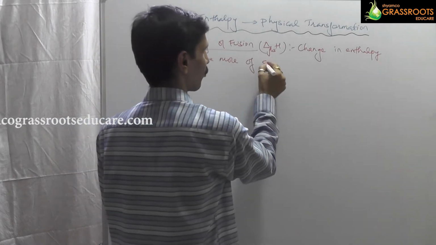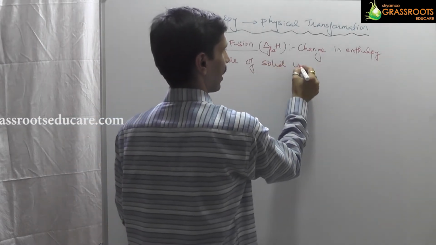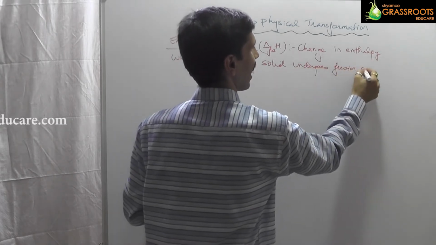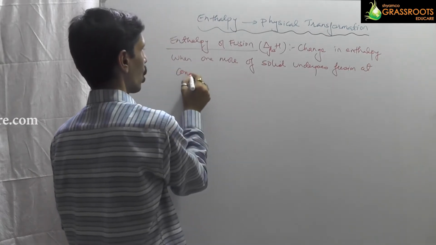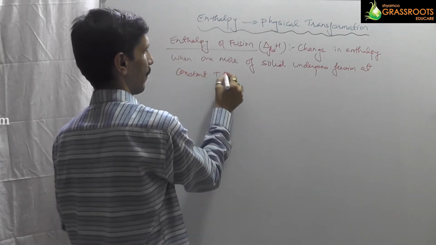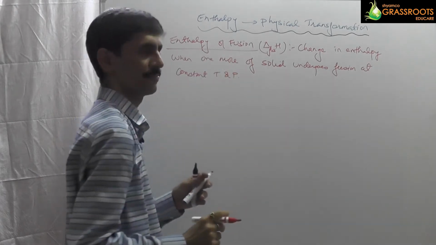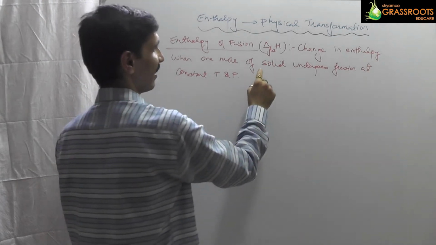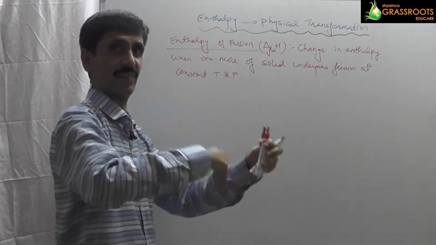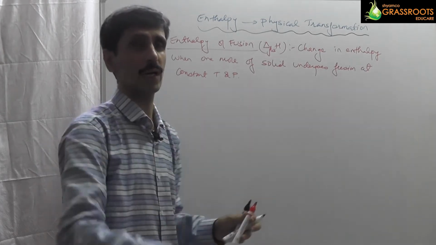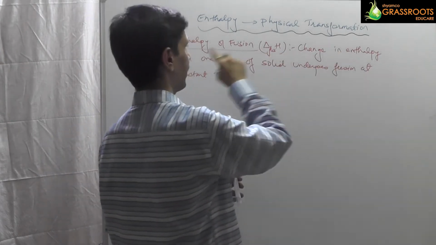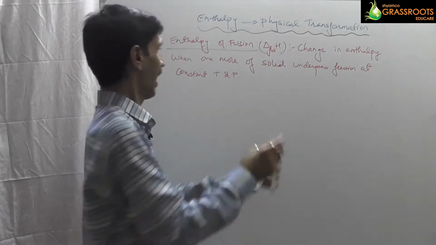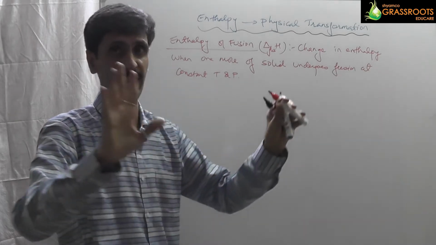When 1 mole of a solid undergoes fusion at constant temperature and pressure. Then, only this part has to be changed, otherwise everything will remain the same, as you'll come to know as I discuss. So the beginning part is the same: change in enthalpy where 1 mole of a substance undergoes whatever reaction we talk about, and this is fixed at constant temperature and pressure.